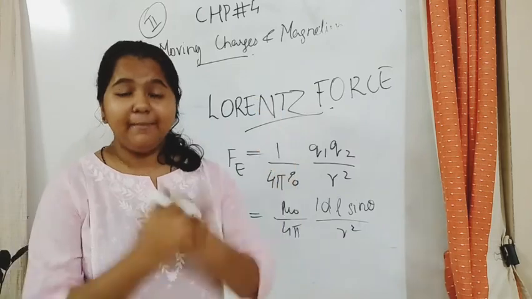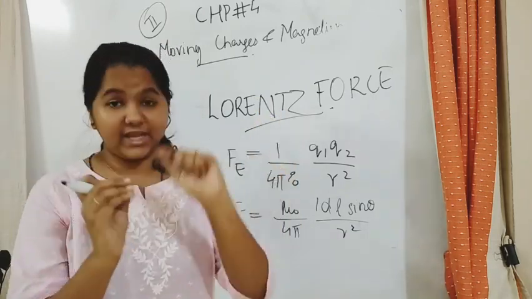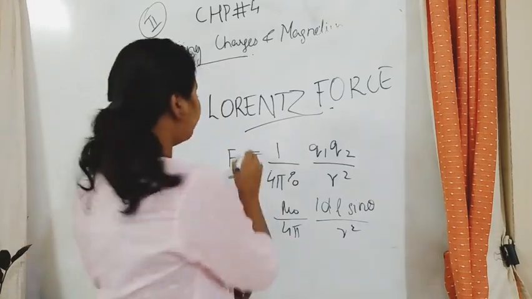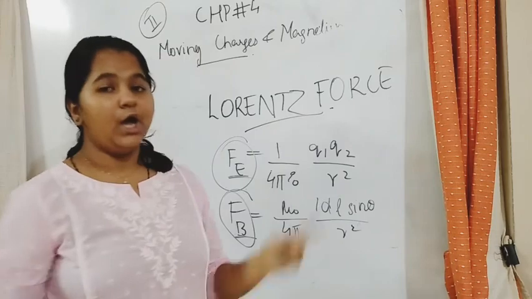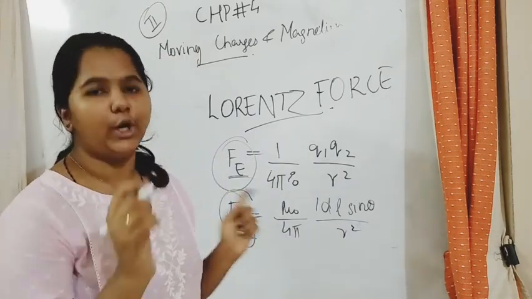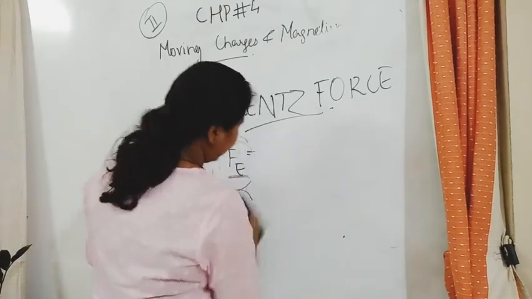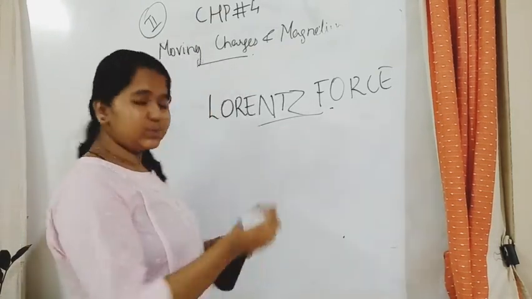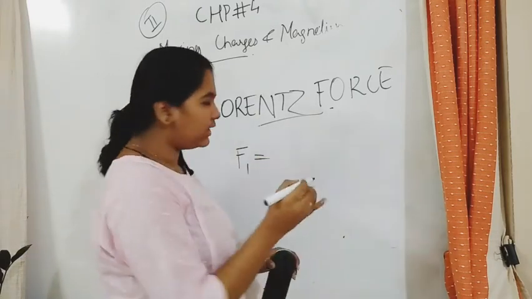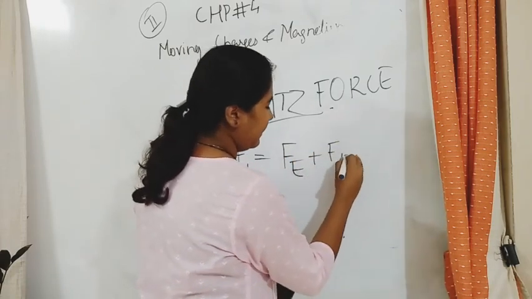So, when a particle is in both electric and magnetic field, it will experience both these forces. So, the sum of these forces adds up to form the Lorentz force. So, we will represent the Lorentz force as F dash. Lorentz force is equal to Fe plus Fb.